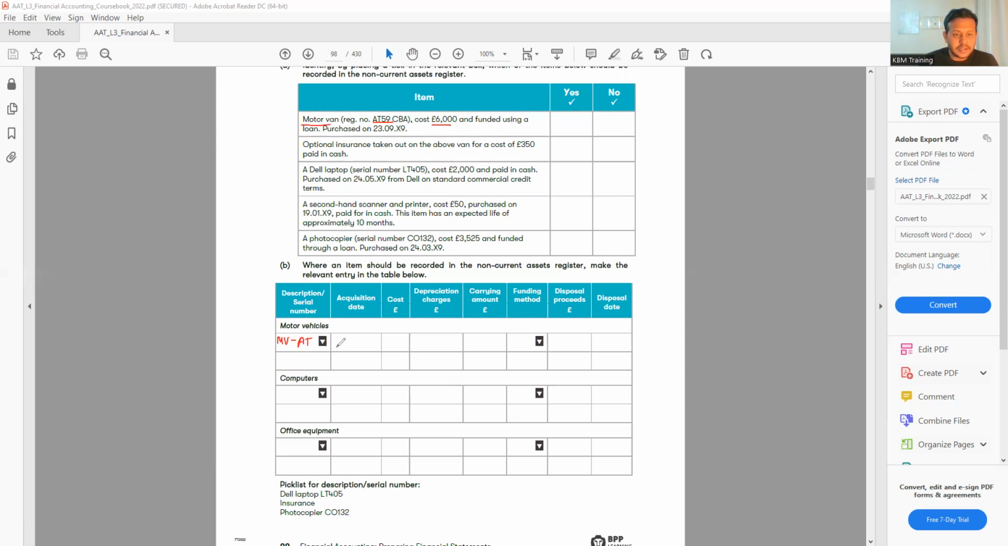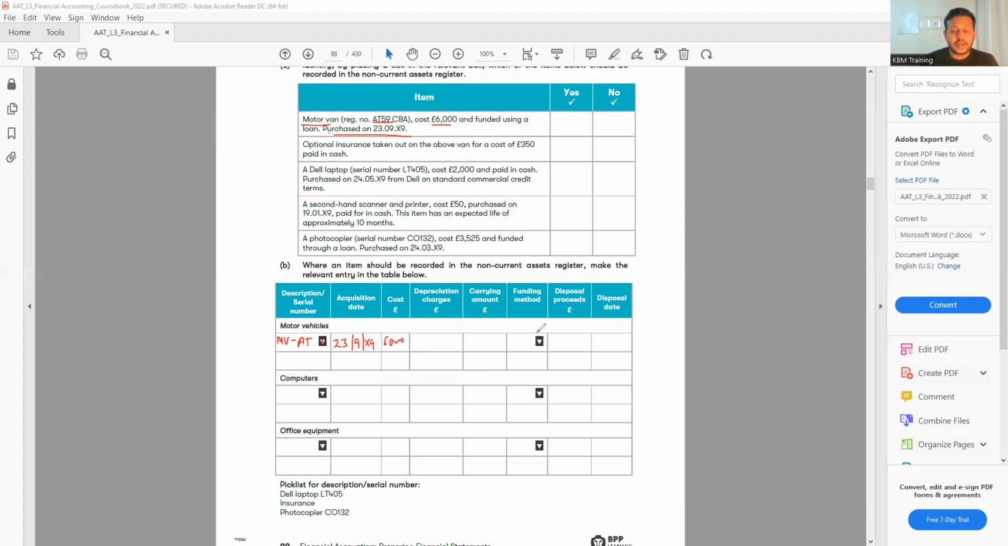So in the exam, you have to click on this drop down to find out which one is the right one. You really don't have to write anything. The acquisition date, the date we purchase, that is 23rd of September 19. The cost, how much we buy it for, 6,000. And the depreciation, in the first year there is no depreciation.